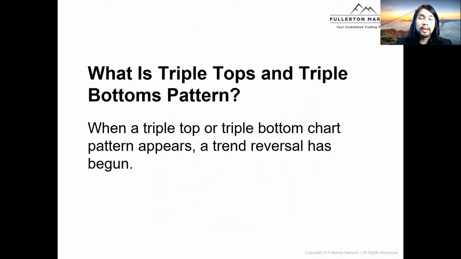If we have a double top and a double bottom, what is a triple top and a triple bottom? Well, they're just like the doubles, except they have one extra top or one extra bottom, right? When a triple top or a triple bottom chart pattern appears, a trend reversal has begun. Okay, a trend reversal has begun.